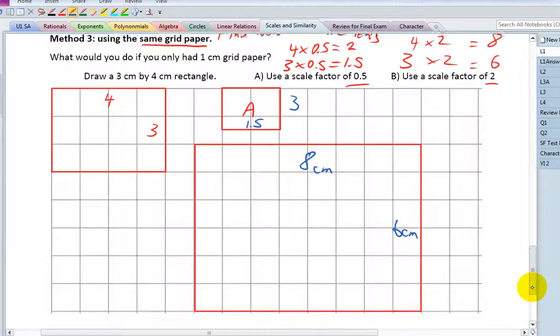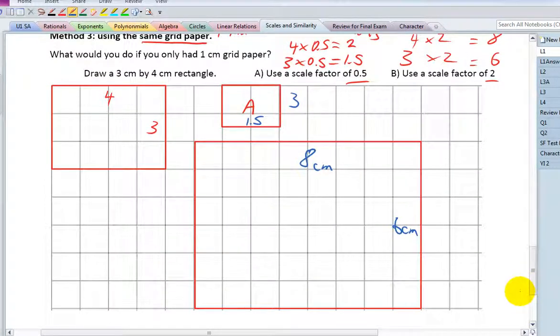Any questions? Yep, Sarah? Oh, sorry. I screwed up here. This should be 2 across by 1.5 down. Thanks. Okay.